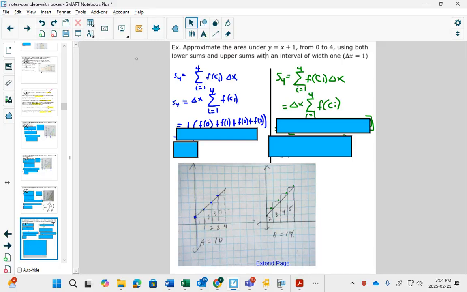Do I have to write out each one, or can I just go from first one to last one? From where to where? From the first one to the last one. Yeah.